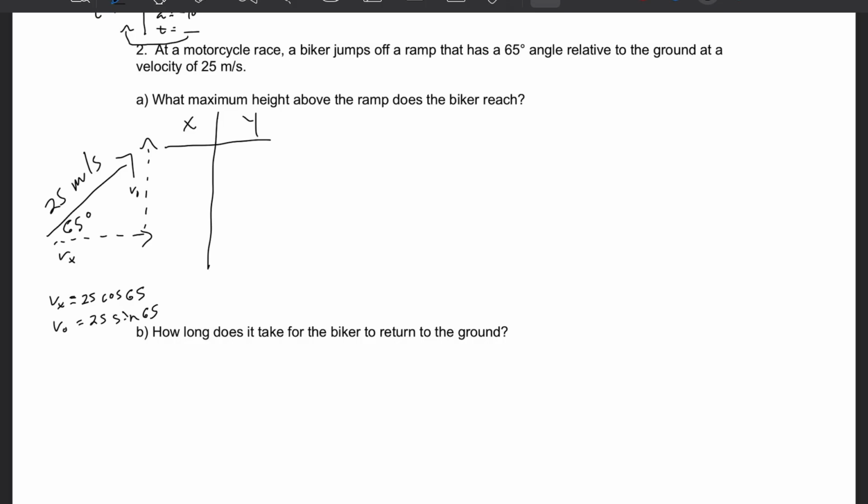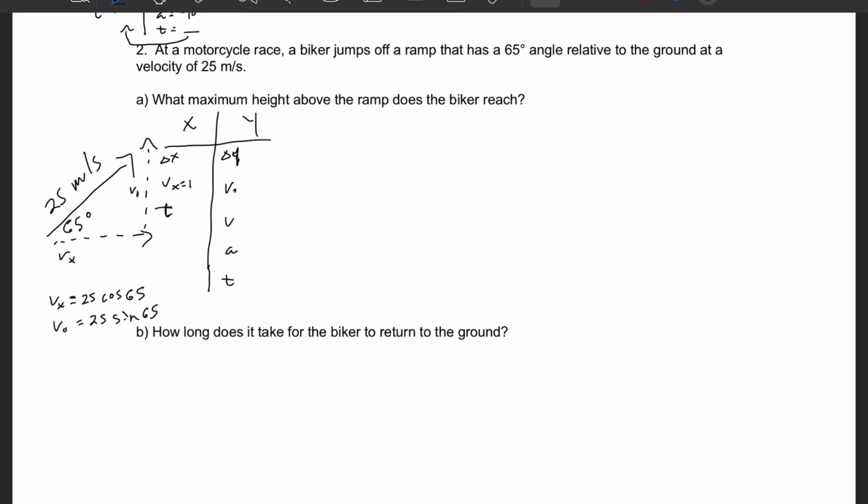Again, our calculators are in degree mode. After we draw the picture, we always make the XY table if the object is moving both horizontally and vertically. On the left side, we have delta x, Vx, and t. And on the right side, we have delta y, V0, V, A, and t. More on the right because there's that pesky little acceleration called gravity.